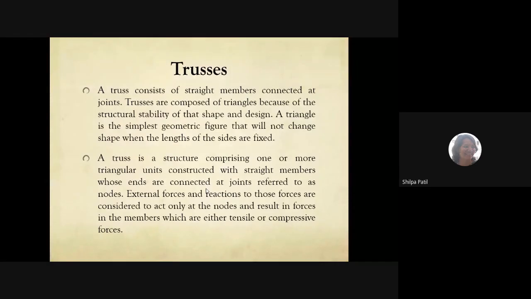Nodes is a very widely used word in case of softwares. When you use any particular software and when you want to prepare any basic geometry of any structure, the connections of the different members are identified as nodes. Okay, external forces and reaction to those forces are considered to act only at the nodes and result in forces in the members which are either tensile or compressive forces.